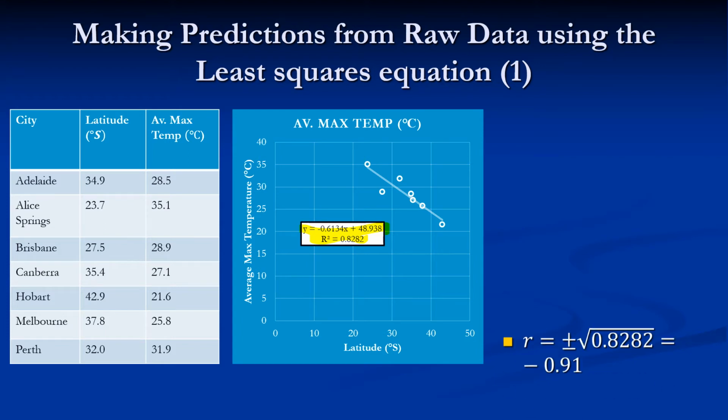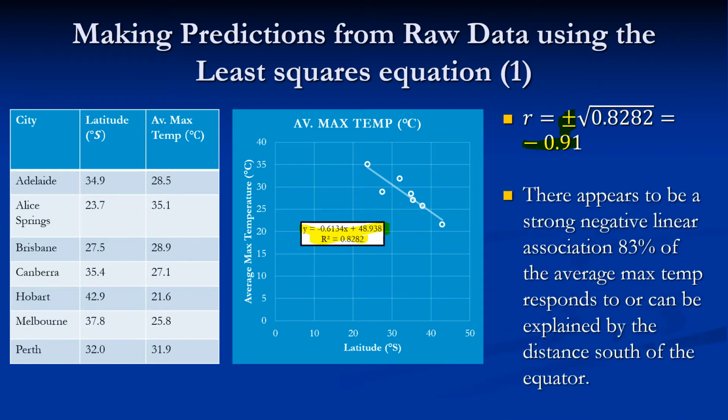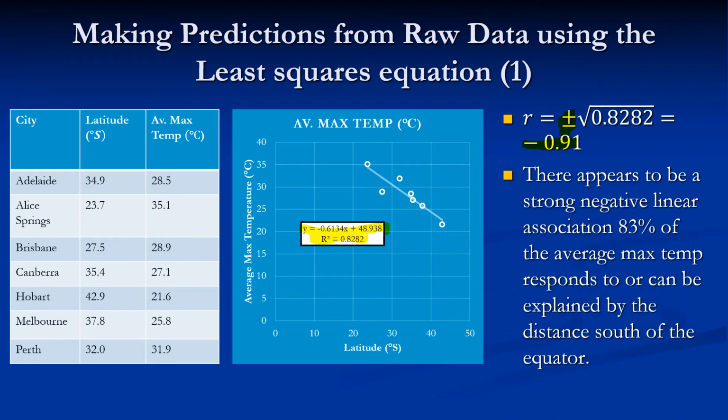So let's continue. To work out the r value, remember it's the square root of the r squared. Now remember, a negative times a negative is a positive. So the square root of something is either going to be positive or negative. That's why I've got the plus or minus sign there. You'd have to look at the graph and see it's a negative relationship. We're going down from left to right. So the square root of 0.8282 is either positive 0.91 or negative 0.91. We've looked at the graph and said, okay, it's going down, so it must be a negative relationship, or an association we could say as well.